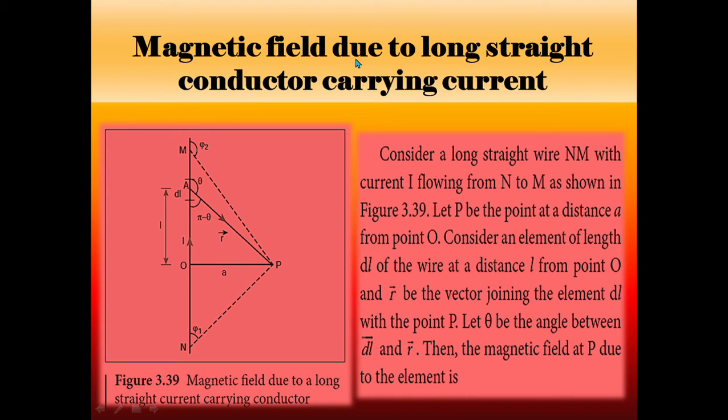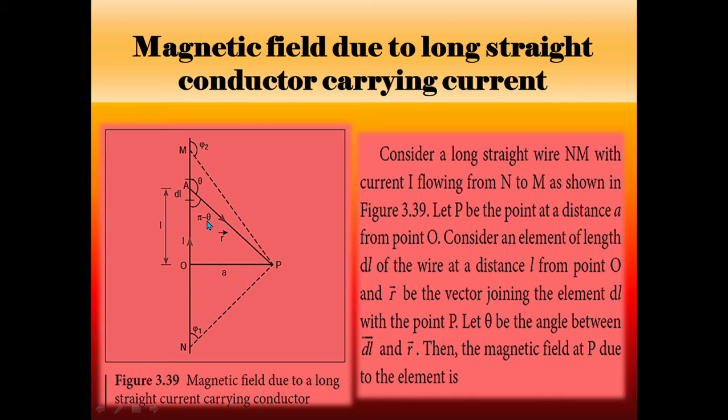Magnetic field due to long straight current conductor carrying current. Once again, repeat the topic. Magnetic field due to long straight conductor carrying current. So now let me calculate the magnetic field at point P due to the long straight conductor carrying current.